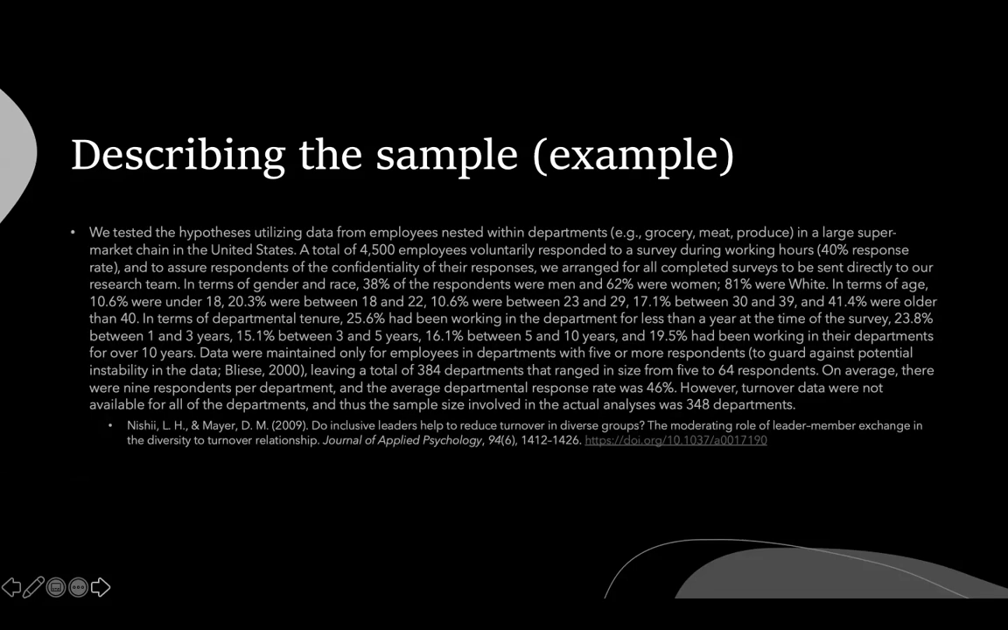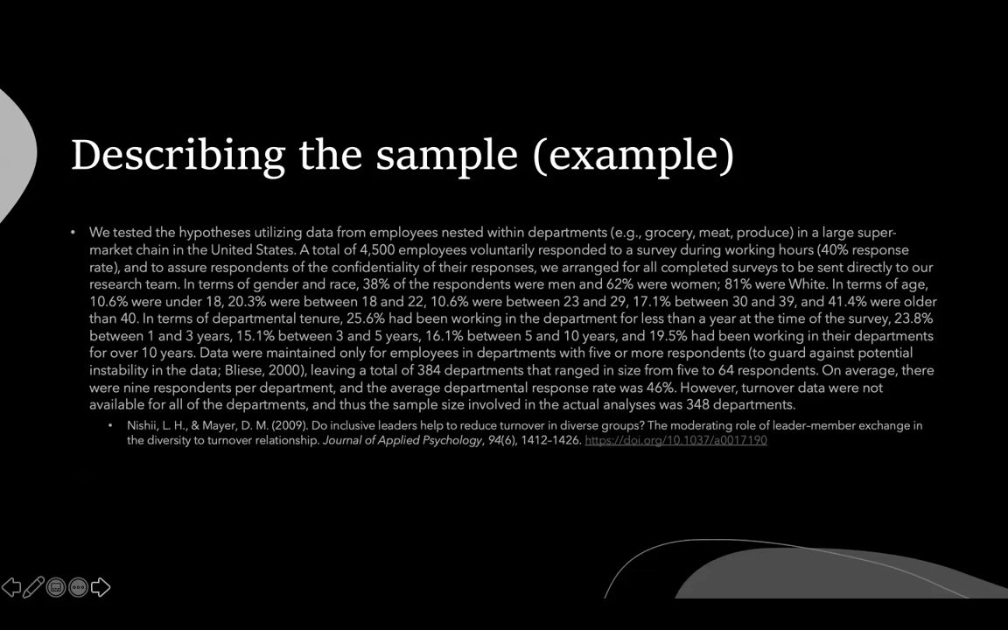Here's an example from a paper by Nishi and Meyer on inclusive leadership. And this is an interesting one too, right? So they tested hypotheses using employees nested in departments at a large supermarket chain. They actually had 4,500 respondents, which is huge. And that only represents a 40% response rate. So they were able to, it looks like, sample an entire grocery store chain.